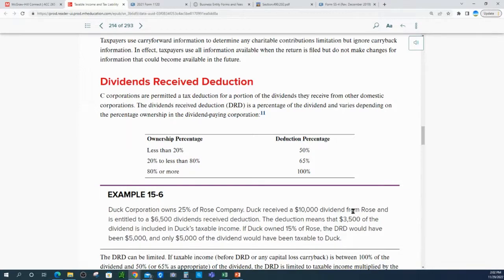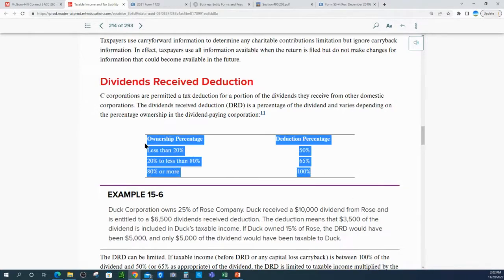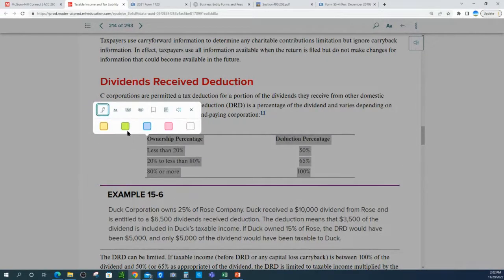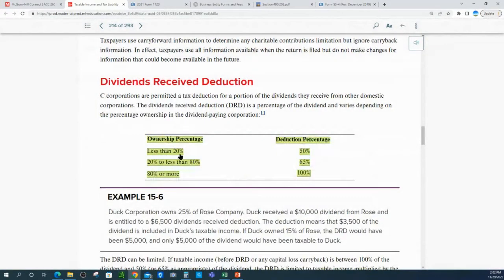related to those dividends. So the table here shows what the ownership percentage is. So if the corporation owns less than 20% of the other corporation, and they receive, let's say, $100 of dividends, which they have to report as income, they will then get to take as a deduction 50% of that. If they own 20 to 80%, they'll get to take a $65 deduction. If they own 80% or more, they get 100%, a $100 deduction. So in that case, it's not double taxed.